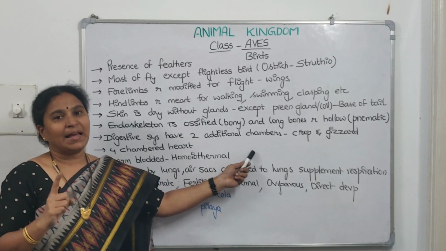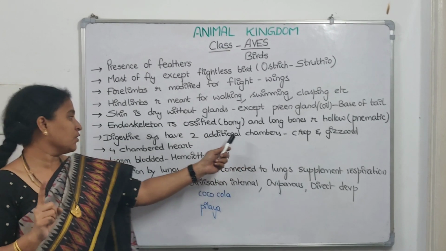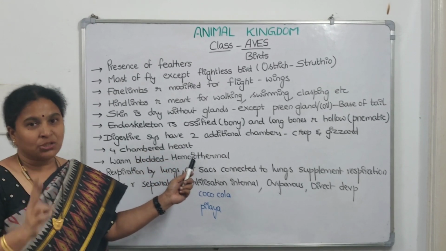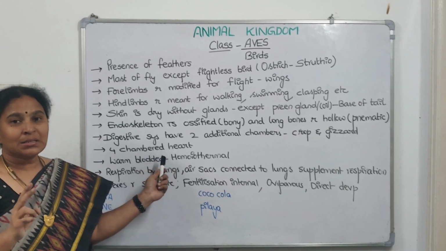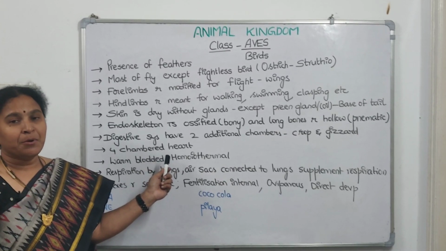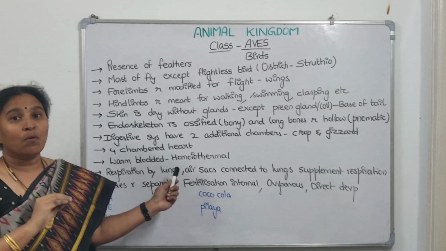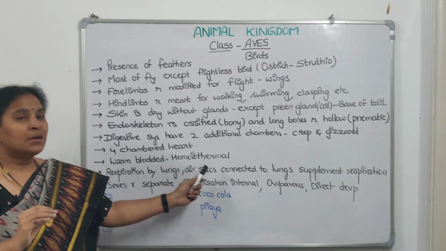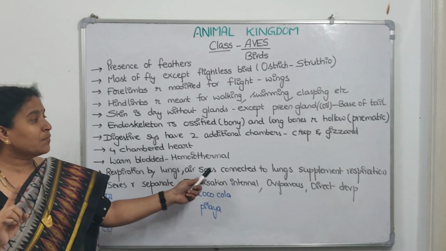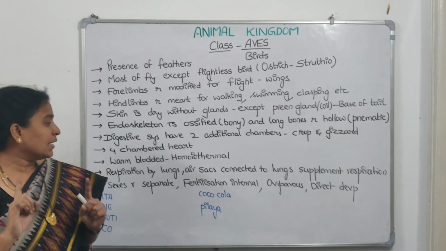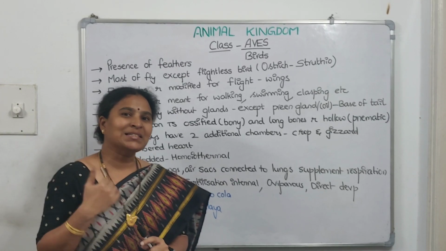The long bones have air cavities, they are hollow, called pneumatic bones, and the complete endoskeleton is ossified. The digestive system has 2 additional chambers. This is a PYQ. The 2 additional chambers are called crop and gizzard. The heart is completely 4-chambered, meaning pure blood and impure blood don't mix at all, meaning complete double circulation. They are warm-blooded, meaning homeothermal. Respiration is by lungs. They have air sacs connected to lungs which supplement respiration. Sexes are separate. Fertilization is internal. They are egg-laying, so oviparous, and development is direct.